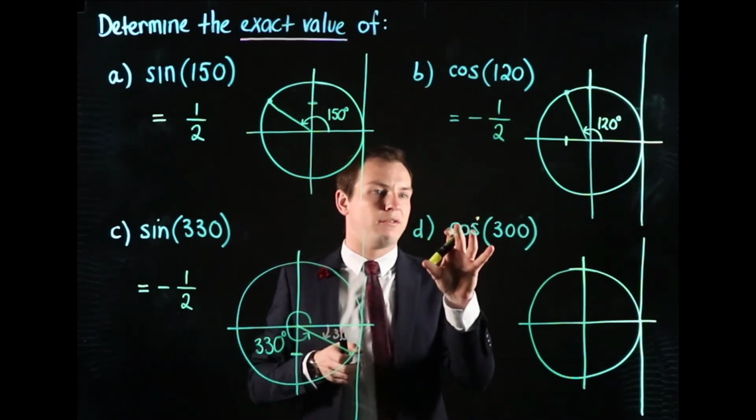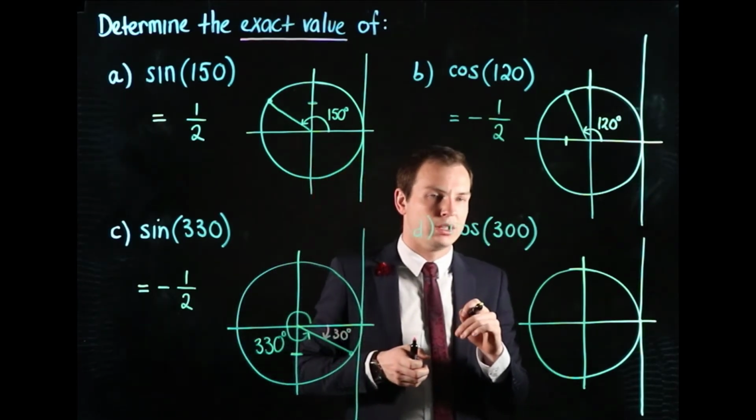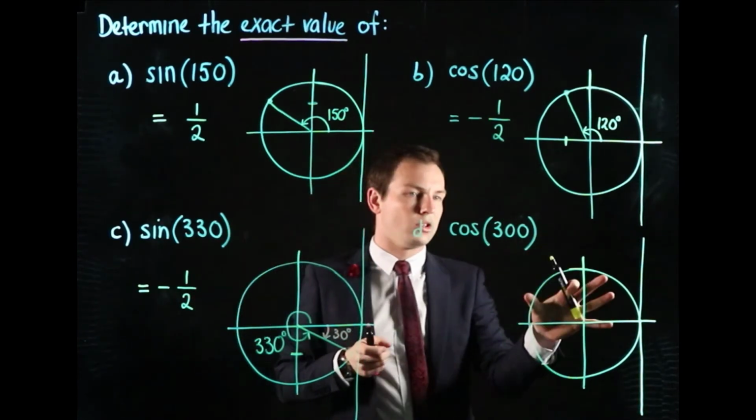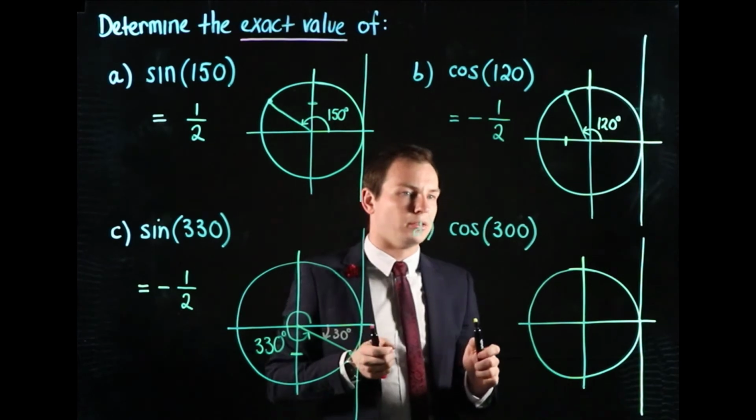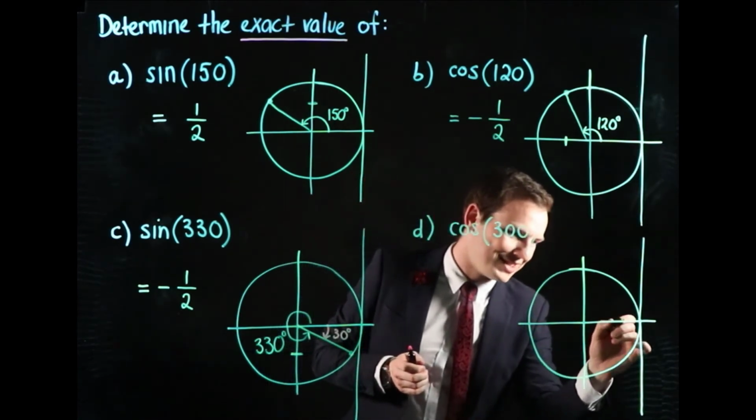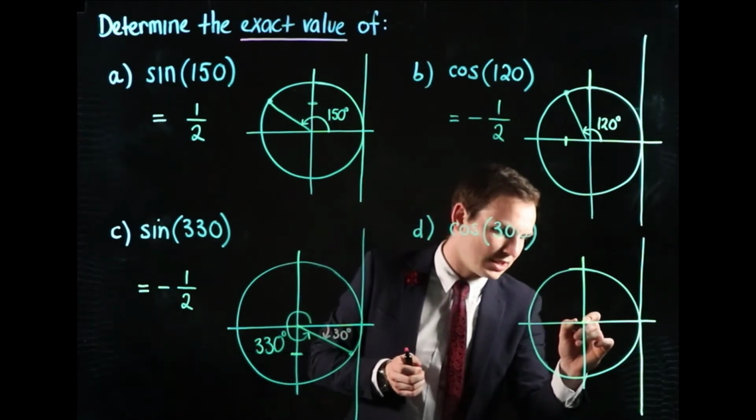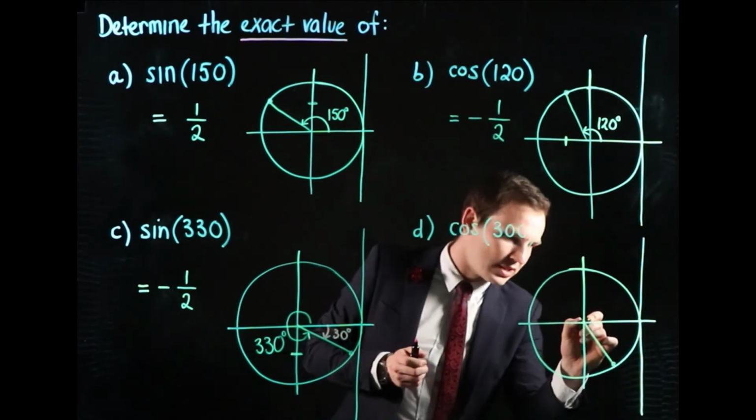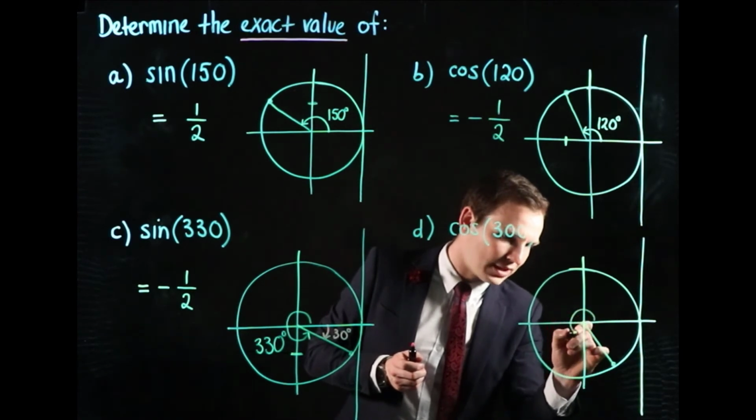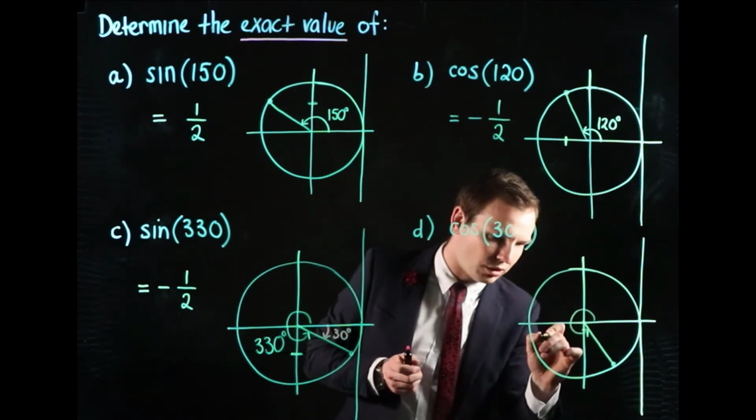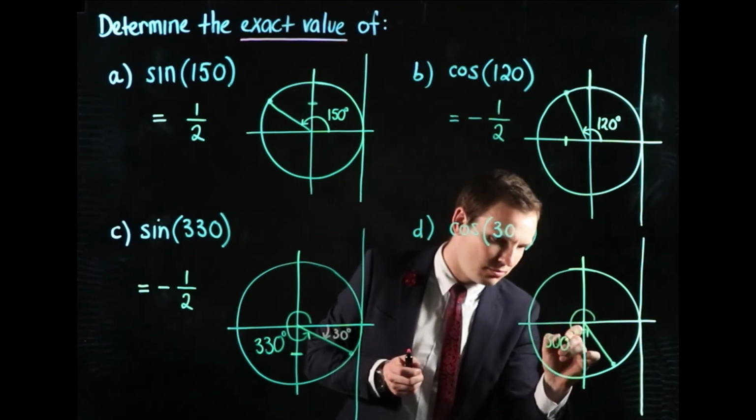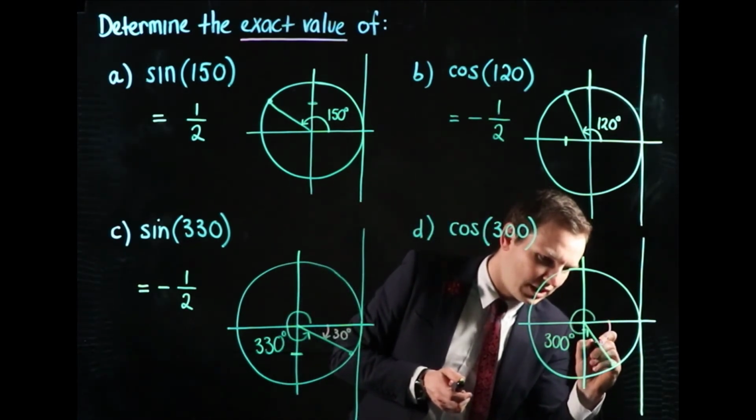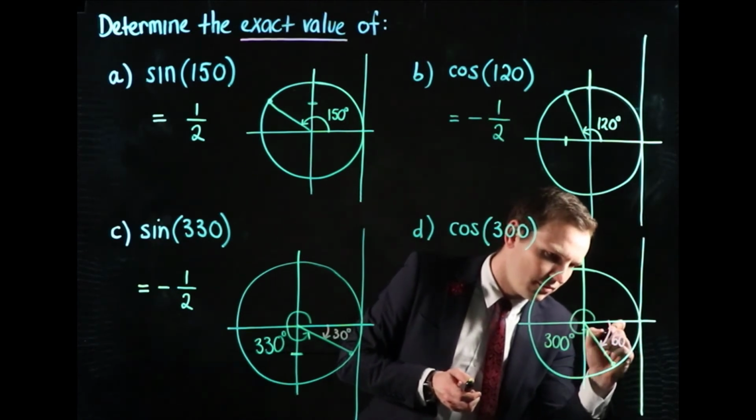For part D, we have cos of 300. Similar to this question and all the others that we've done, we're going to start with our unit circle and then find this angle. So 300 degrees is 60 degrees back from 360. That would put us in about this position here. So this angle created with the positive x-axis is going to be 300 degrees this time, which means if we annotate on, this would be 60 degrees around to here.